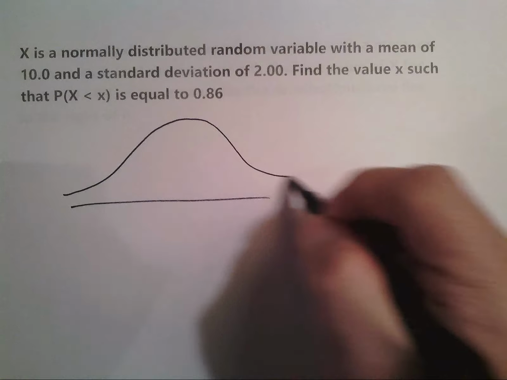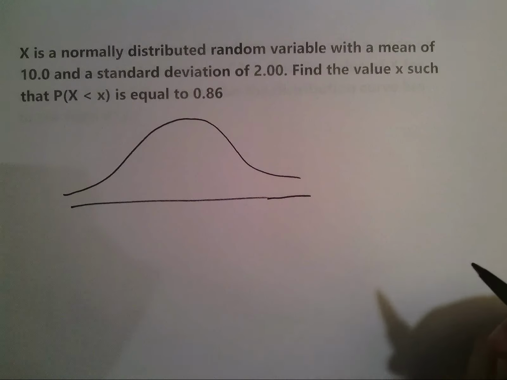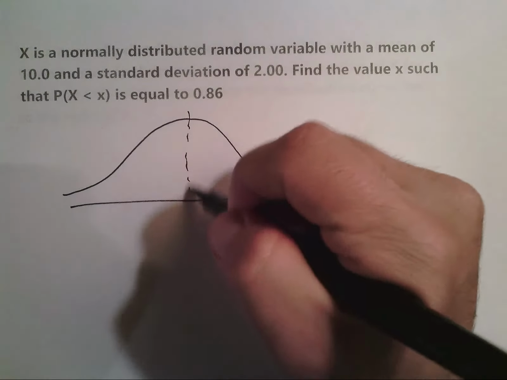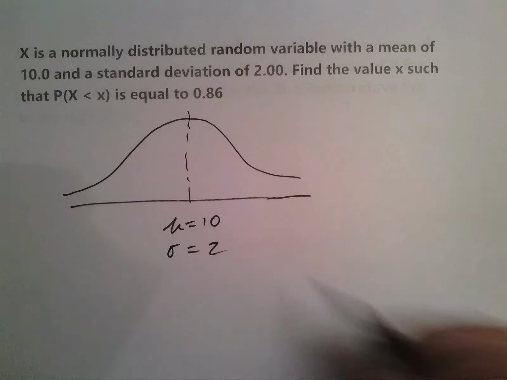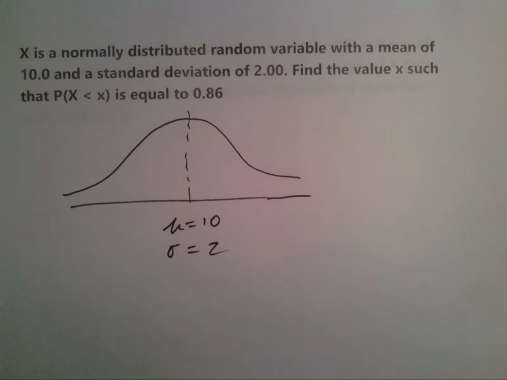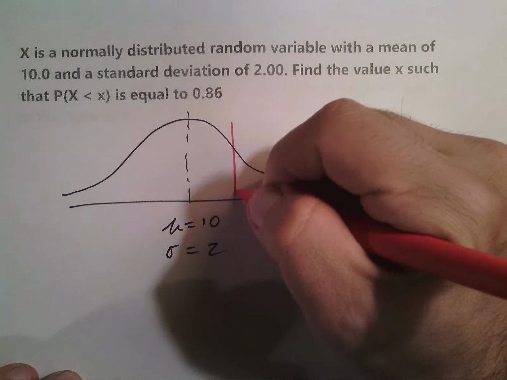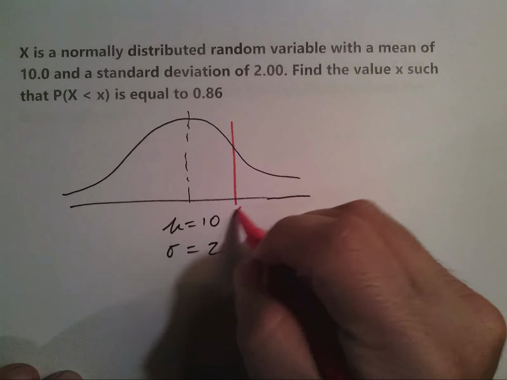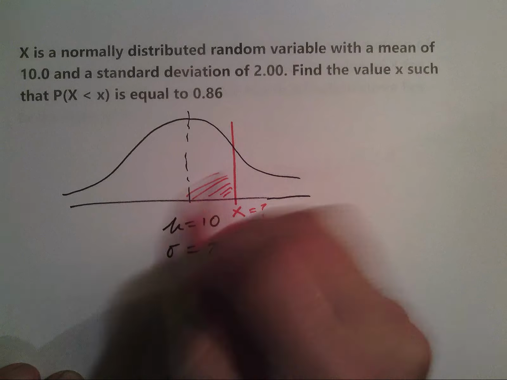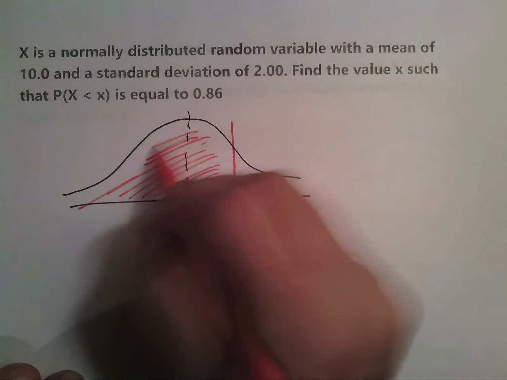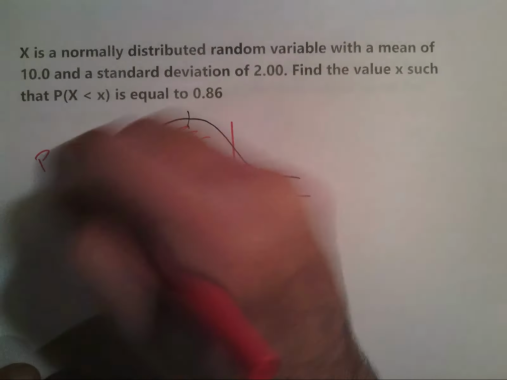So we're told it's a normal random variable, so it's bell-shaped. The information we have: mu is equal to 10, sigma is equal to 2. Now, we don't know what the x value is, but we know 0.86 is the probability, which is the area under the curve. So I know 86% is going to be to the right of the mean, and there's the x value, which I currently don't know. And all this shaded region under the curve is my probability.